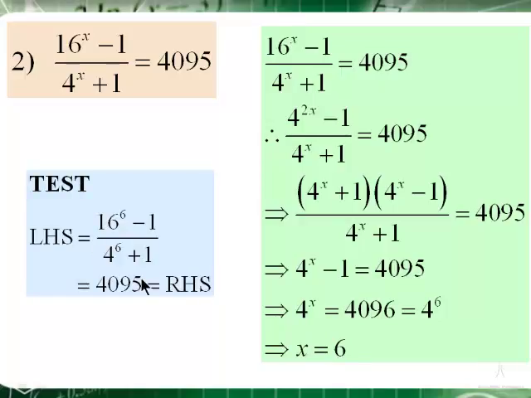Testing it, if we replace x by 6 in the left hand side here, you get 16 to the power 6 minus 1 over 4 to the power 6 plus 1. Use your calculator, you will then get an answer of 4095, which is equal to the right hand side. So therefore x equal to 6 is a correct solution to this exponential equation.